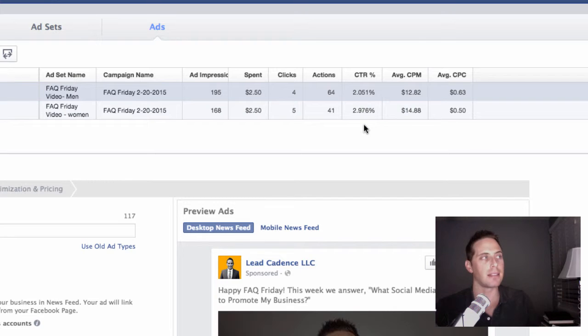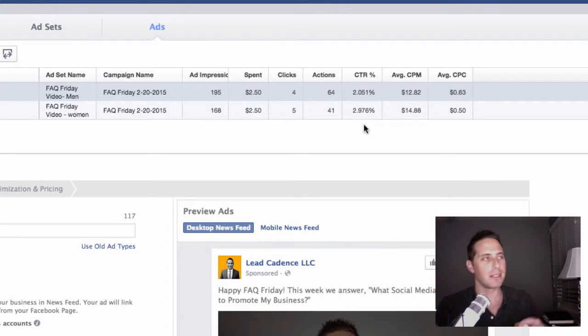If I was to take this experiment one step further, we would probably want to segment by different age categories. So maybe we'd want to do men from 25 to 35, 36 to 45, 46 to 55, and do the same with women, because there may be an age range within those demographics that is way more responsive than others. So a really simple test.